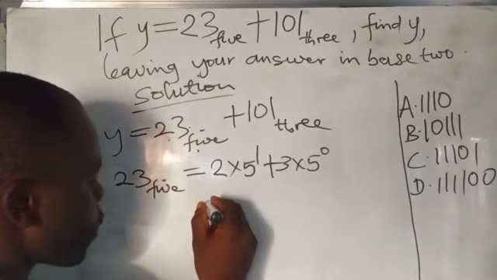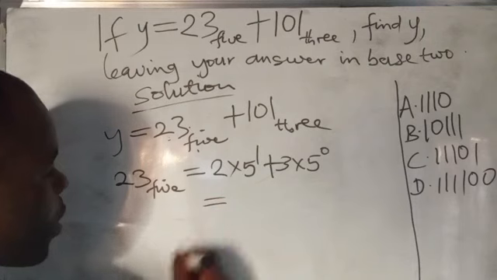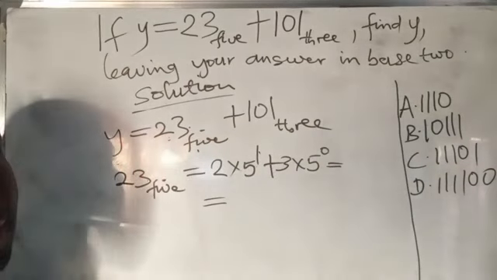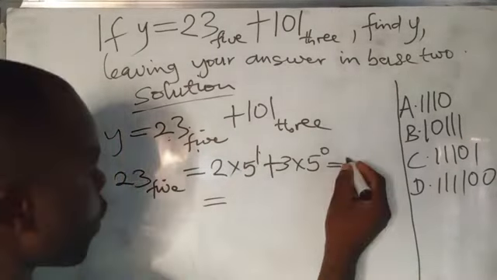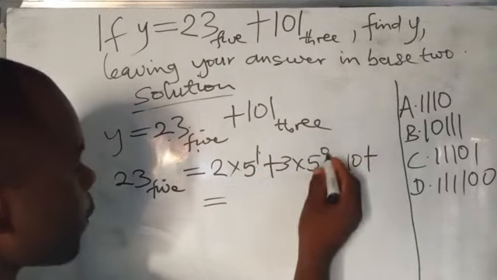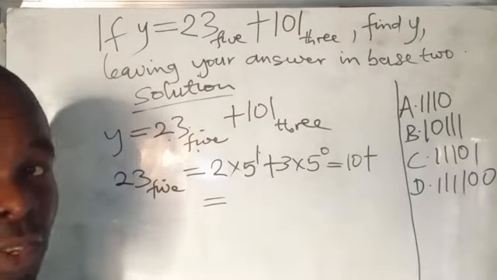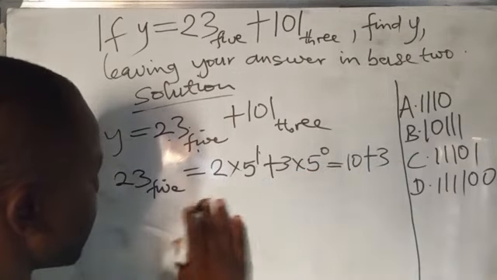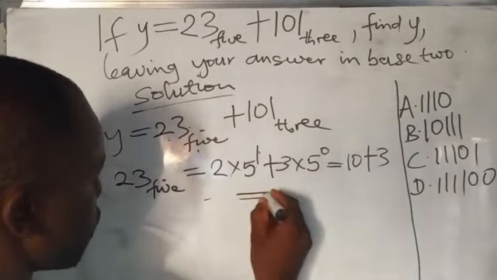Okay? And this will give you 5 raised to power 1 is 5. Anything to the power 1 is itself. Then 2 times 5 is 10, plus 5 raised to power 0 is 1. Anything raised to power 0 is 1. So 3 times 1 will be 3. And this gives us 10 plus 3, which is 13 base 10. This is now in base 10. You see? No more 23 base 5, but 13 base 10. Yeah? So now we go.